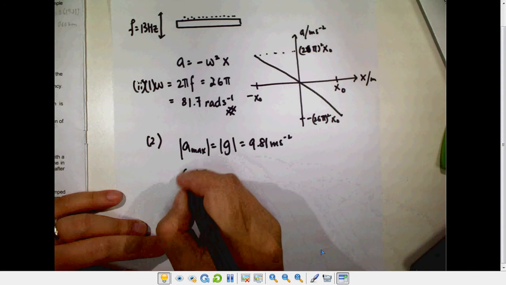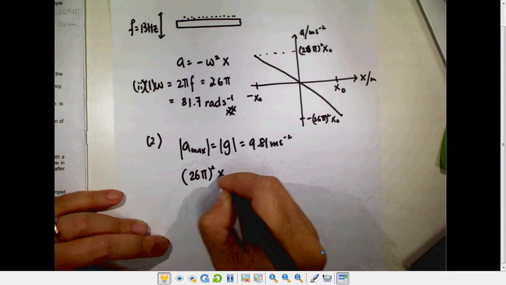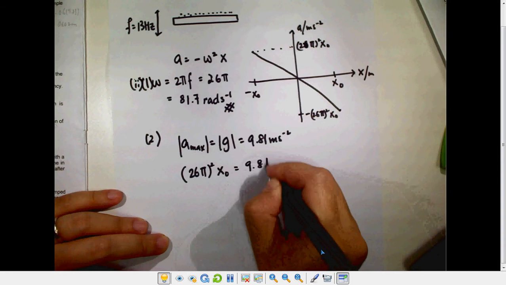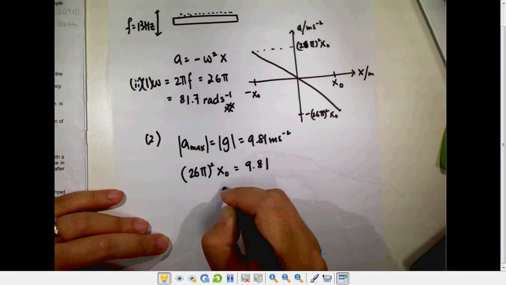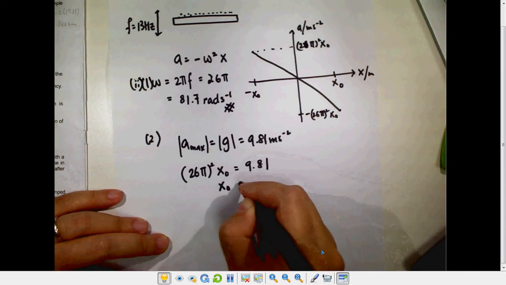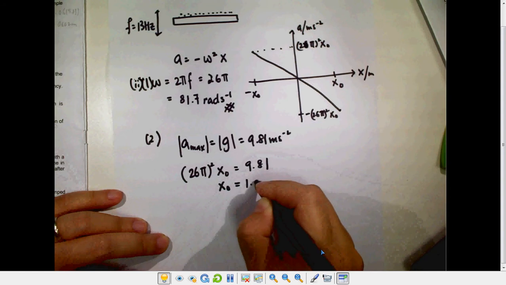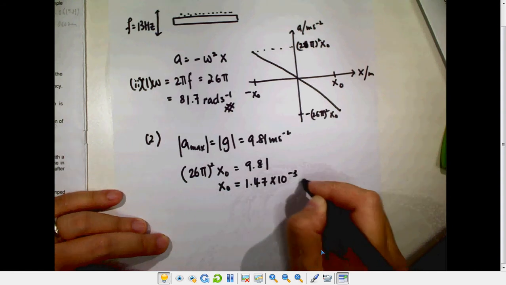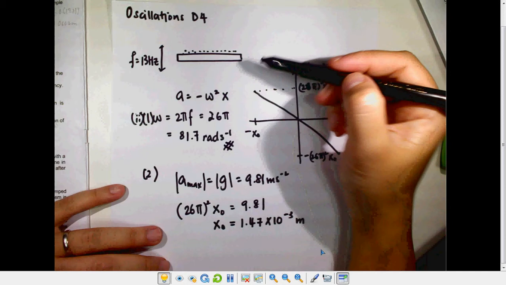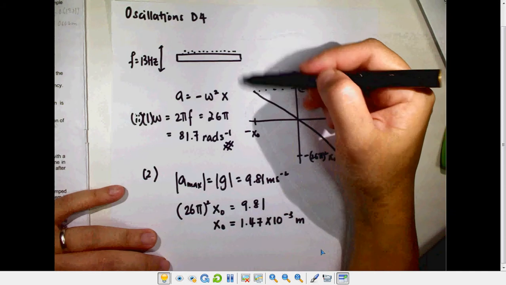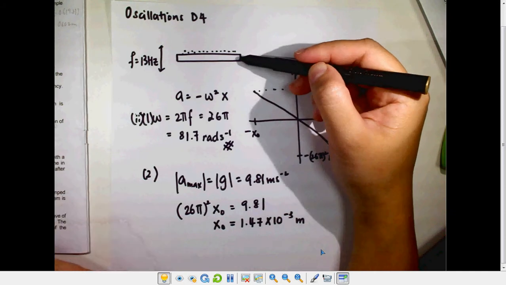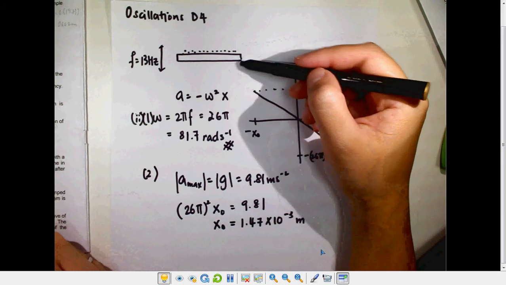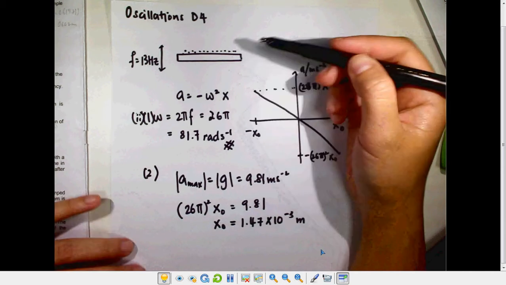So omega squared x naught equals 9.81, and with this you get that x naught, the maximum, will be 1.47 times 10 to the power minus 3 meters, which means that if this went up and down by 1.47 amplitude, the acceleration of this plate is actually 9.81.